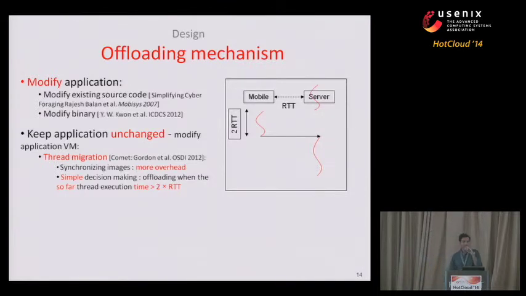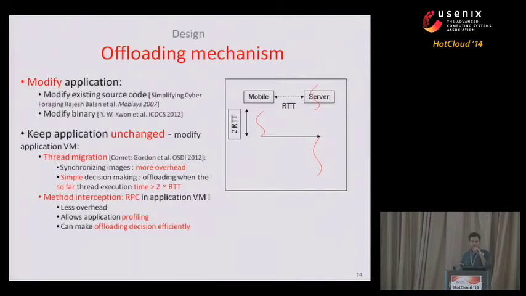So instead of these approaches, we argue that if we modify the application VM on top of which the applications are running, which for Android is the Dalvik VM, and inject some sort of RPC mechanism so that we can intercept methods and offload particular methods of an application, then it can be done transparently for the applications. It also has low overhead, because we don't have to continuously synchronize the image of the smartphone and the server side. And method level interception also gives us leverage for profiling, because we can profile all the methods and find exactly where the bottleneck is.